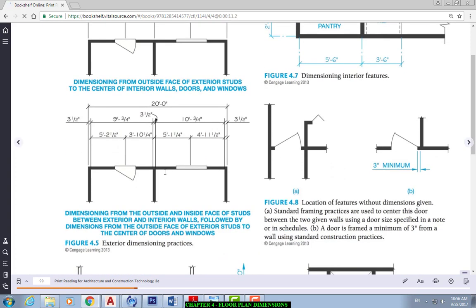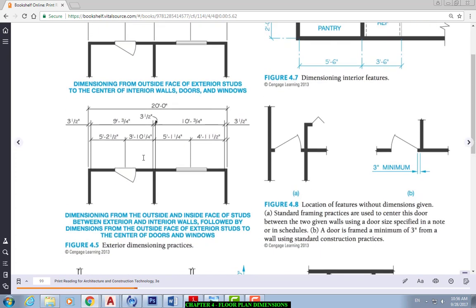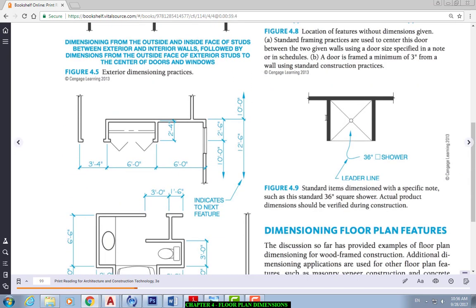For example, here are some samples. For example, this one, right? You have a frame. You have a shower in your restroom. You can also just put a leader, which is a node that gives information to a feature. In this case, it's a shower, and we can put here 36-inch shower.